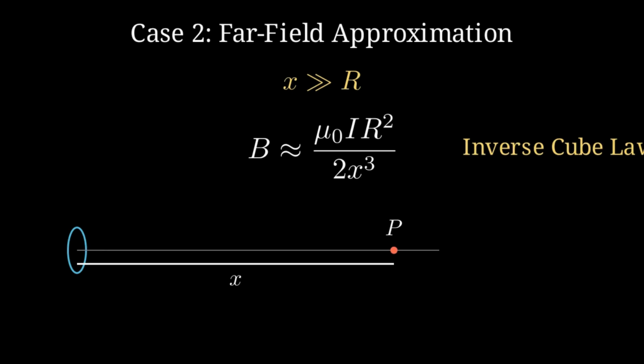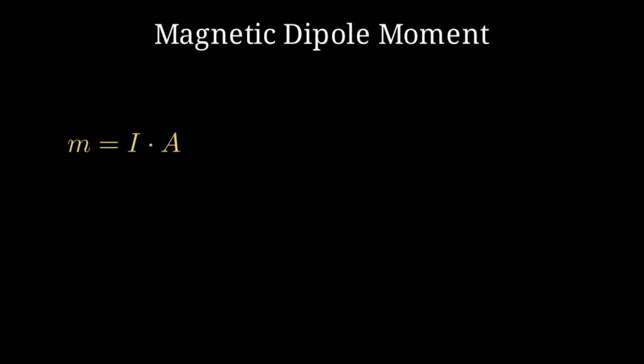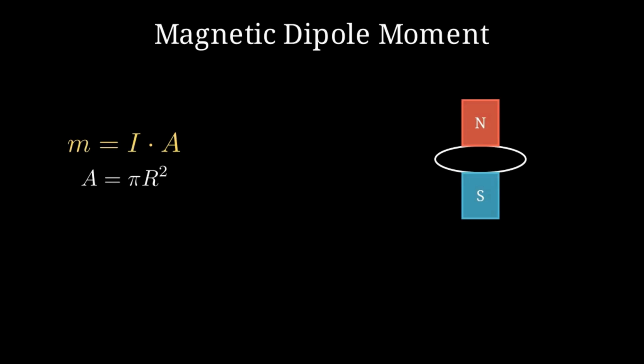This is characteristic of a magnetic dipole, similar to how a small bar magnet behaves at a distance. We can express the far field strength using the magnetic dipole moment, m, which is the current times the area of the loop. This highlights a deep connection in physics. A tiny current loop is the fundamental source of magnetism, behaving exactly like a microscopic north and south pole.